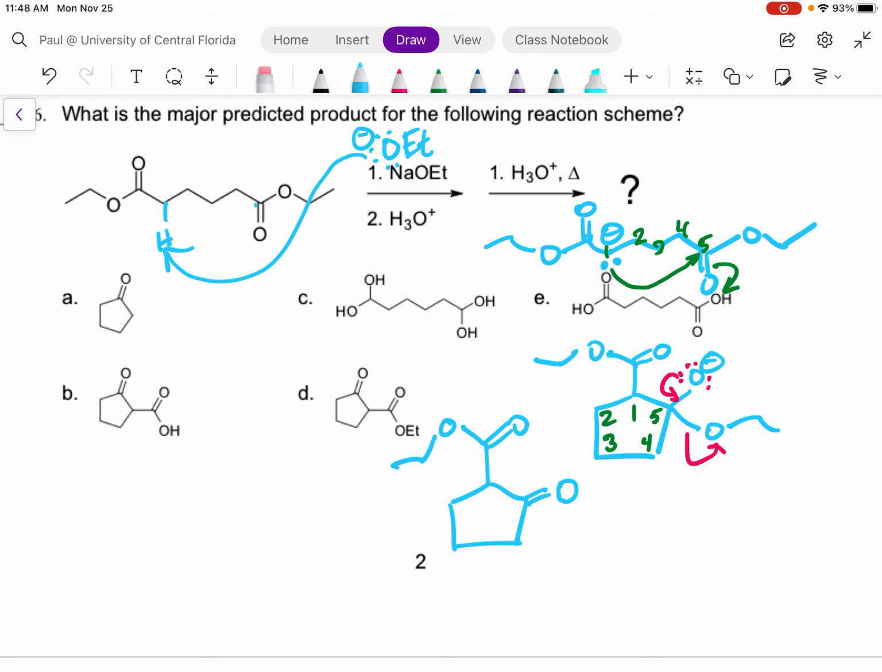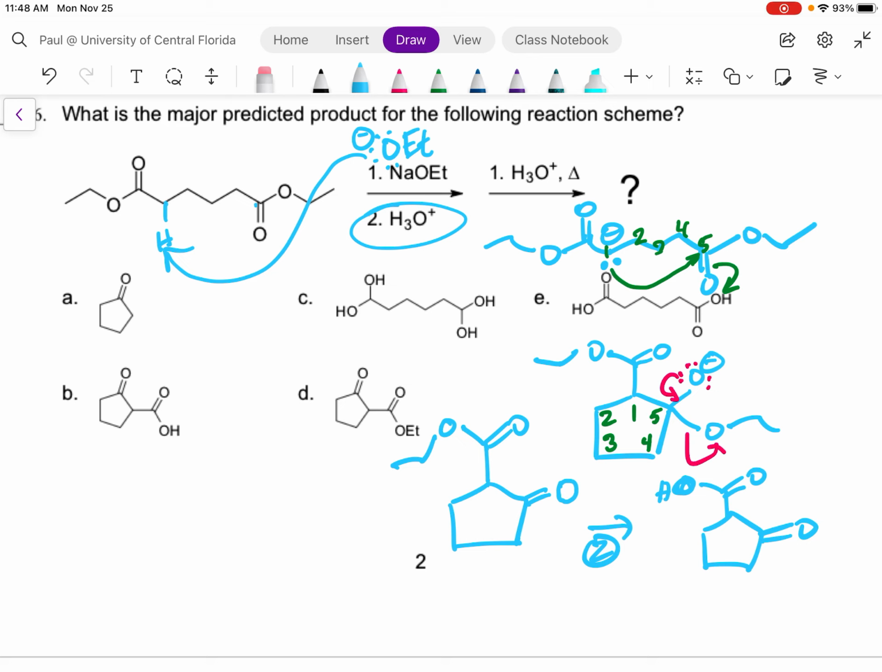Okay. So that's after step 1. Then when we add some water or some aqueous acid, what does that do to esters? It chops off the esters. And so that's going to generate carboxylic acids. So there's our carboxylic acid after step 2.